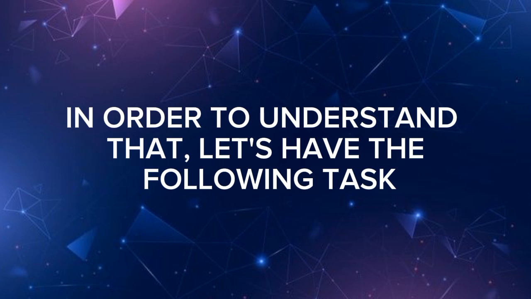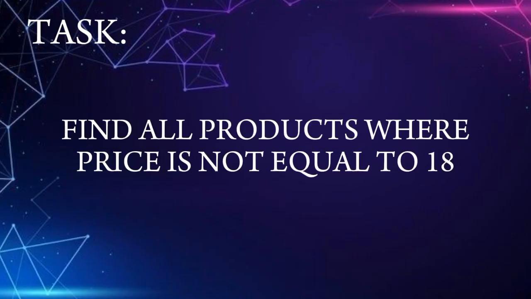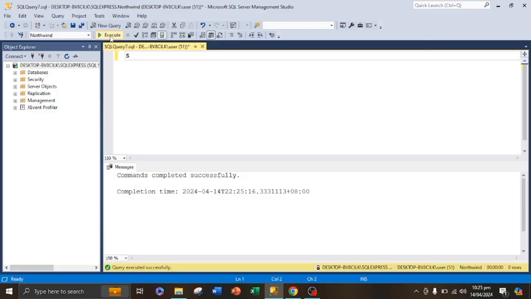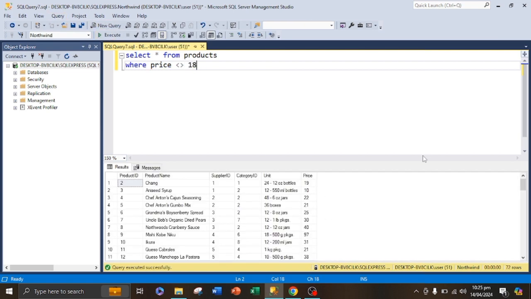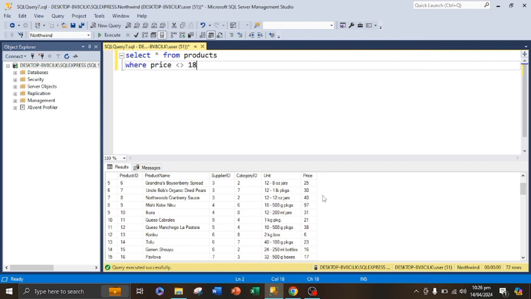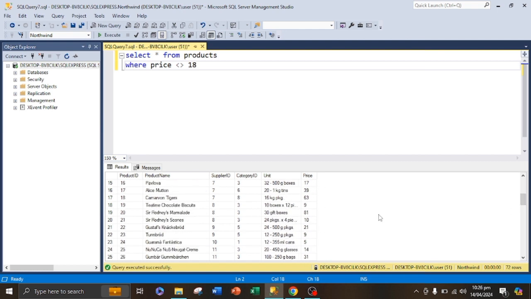In order to understand that, let's have the following task. Find all products where price is not equal to 18. So, the syntax that we will use is SELECT * FROM products WHERE price <> 18. And as you can see, all this data does not equal the price of 18. Let's go to the next operator.